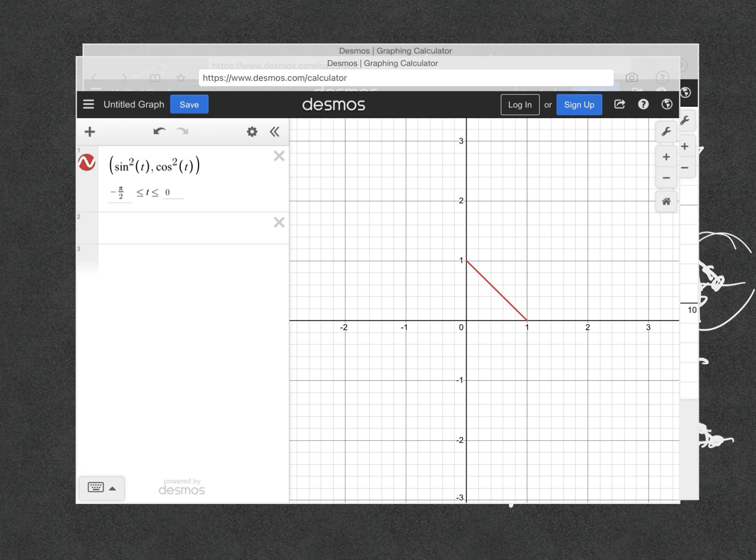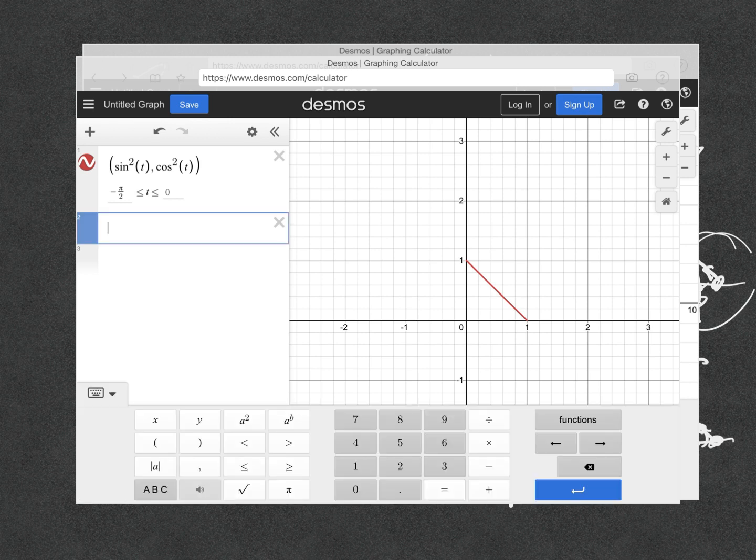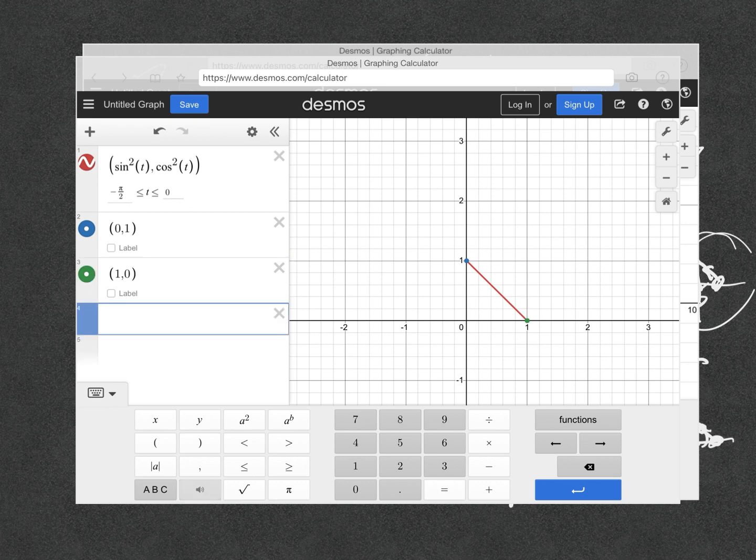And the next thing, I could even illustrate those points if you want. We could enter 0, 1, and it'll put it on there. Then we can do 1, 0, and it'll put it on there. And then the other point that we had, which was 1/2, 1/2. I'll just do it in decimal because it's easier to type. And those were the 3 points we had. We go from the 1, 0 up to the 0, 1 because we're going through that domain.